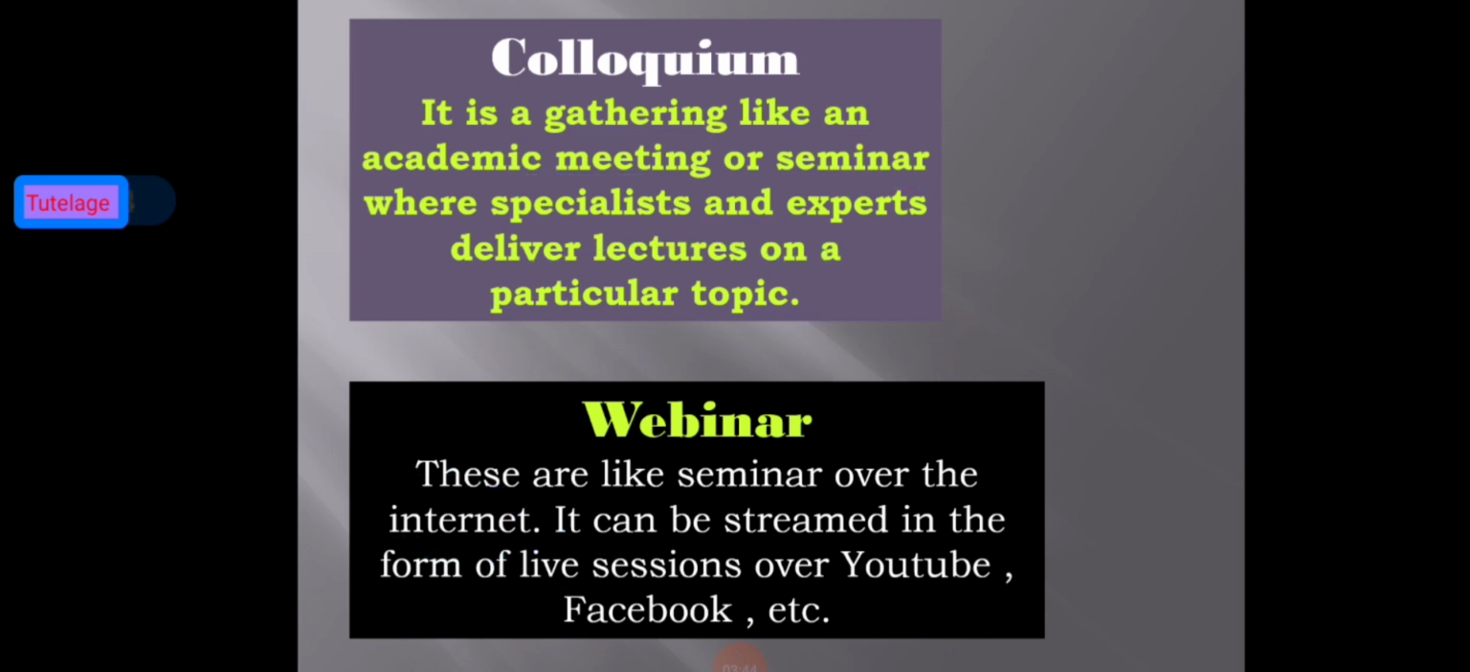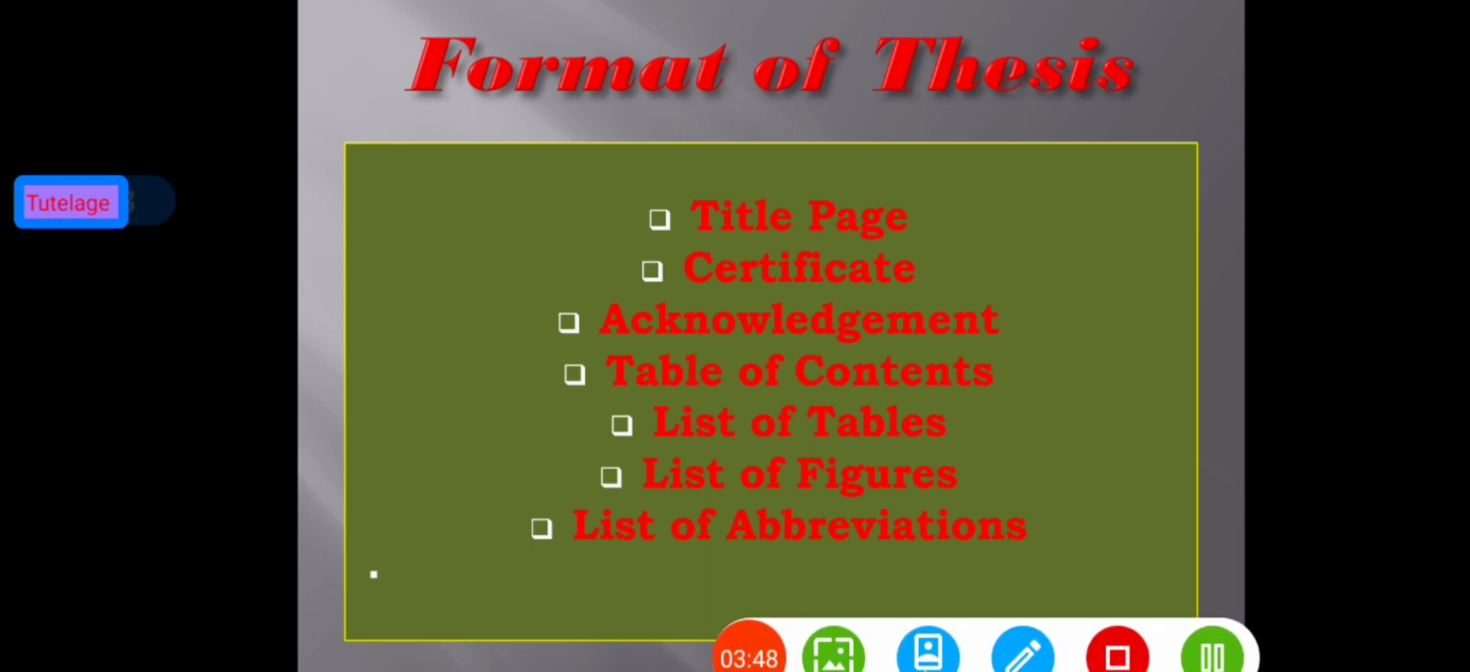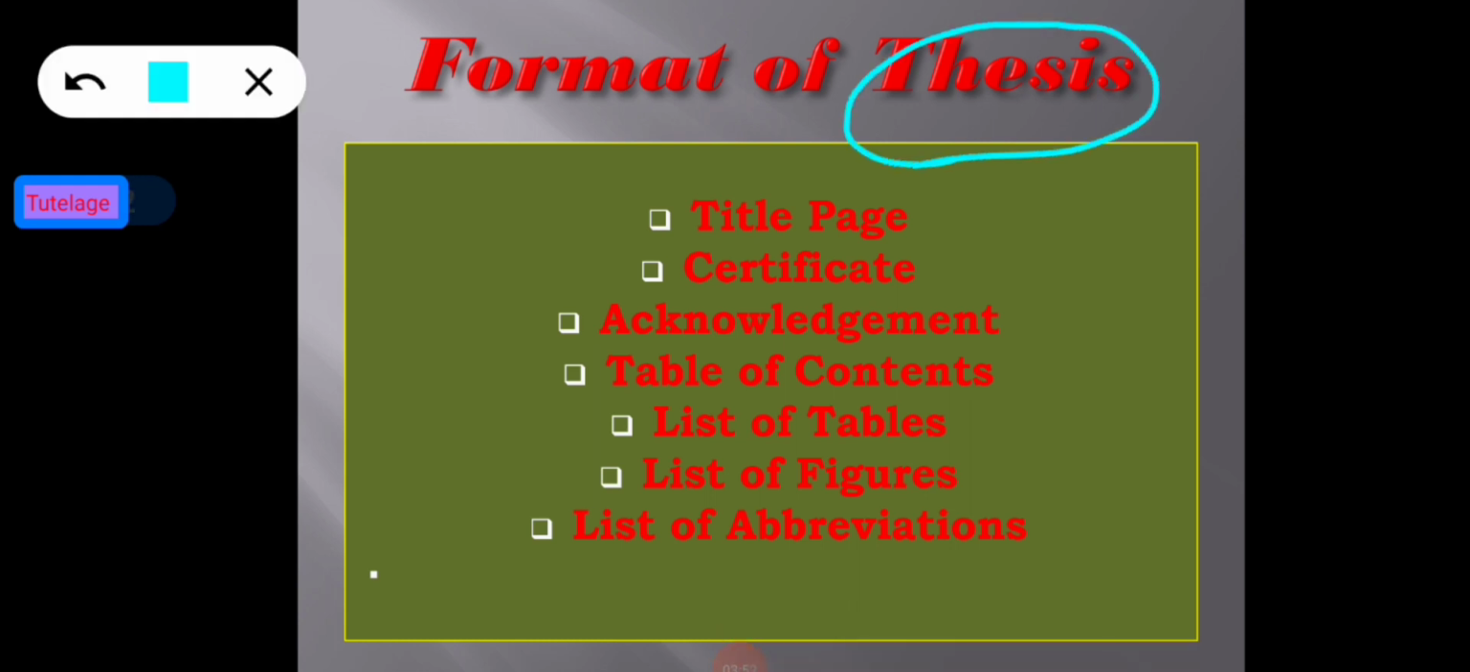So now going to the next topic, that is the format of thesis. Before going to the discussion on the format of thesis, at first we have to know what we mean by a thesis. A thesis or dissertation is a document about the research work which is written for a postgraduation or a doctoral degree. It has details about the research problem, research proposals, and the findings. So I think this is clear what we mean by a thesis.